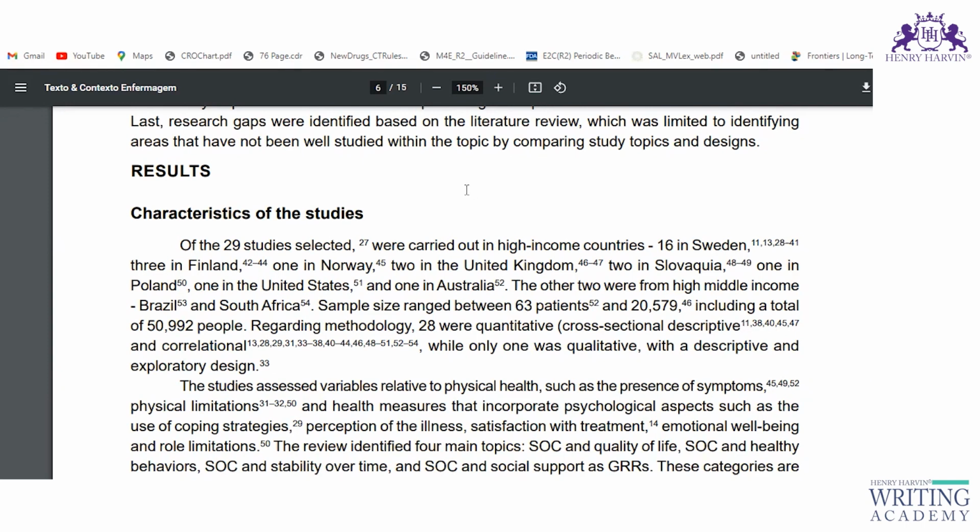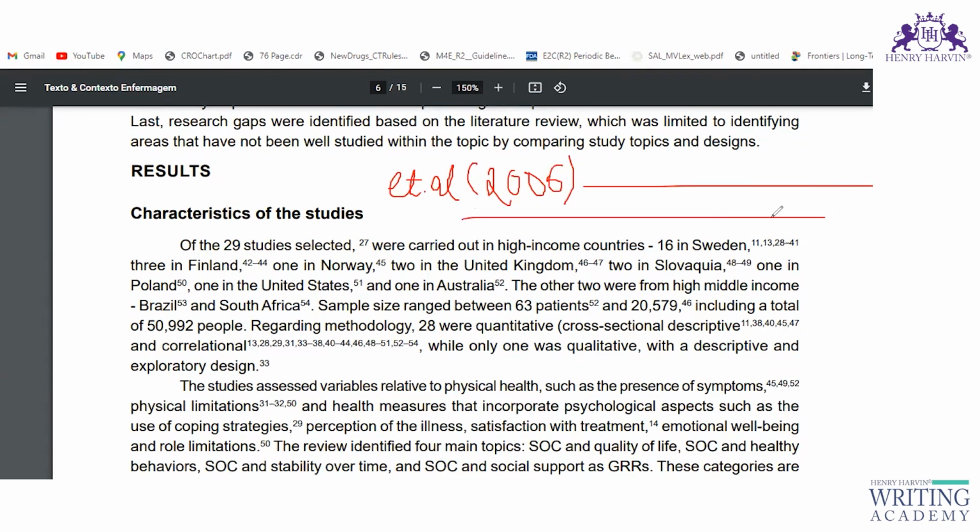I hope you have seen this: et al. means that other authors are also involved. So you can write Soumya et al. Then you can mention the year in which the study was published. For example, you can write it here, 2006. Okay, then you can write in the full text what the main characteristic or main feature of the study is.